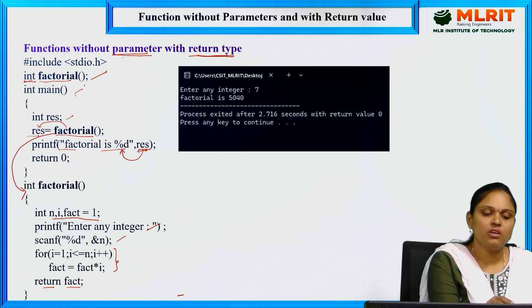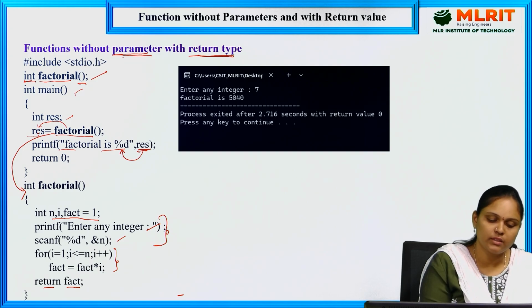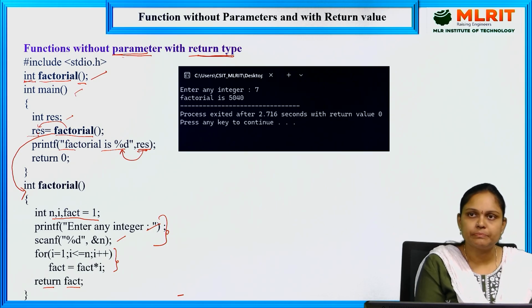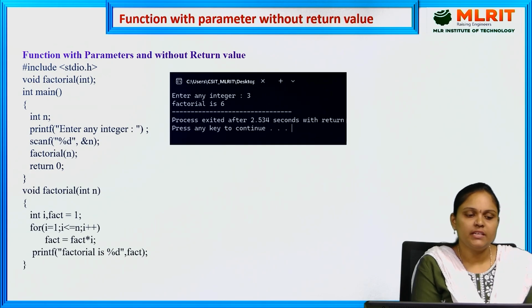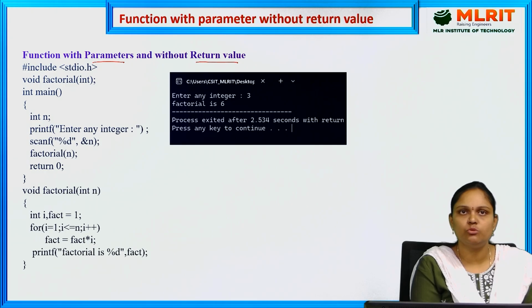So here we are not giving any inputs while calling the function. That is the reason why, in the user defined function itself, we are reading the inputs. And the next category is function with parameters and without return type. So we are passing inputs to the function, but we are not returning any value from that function.